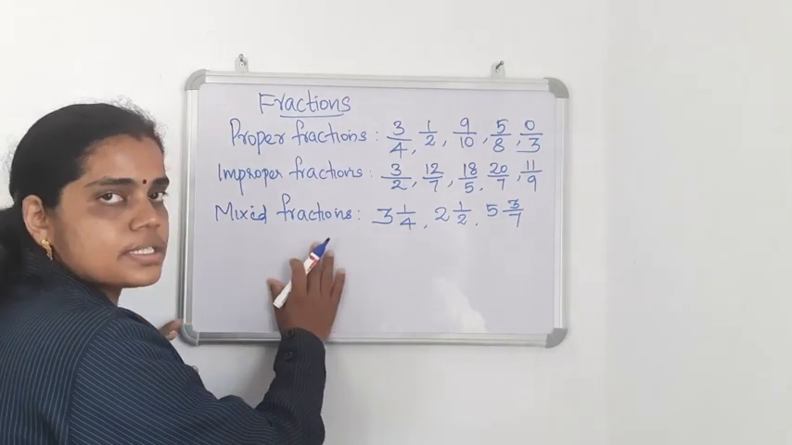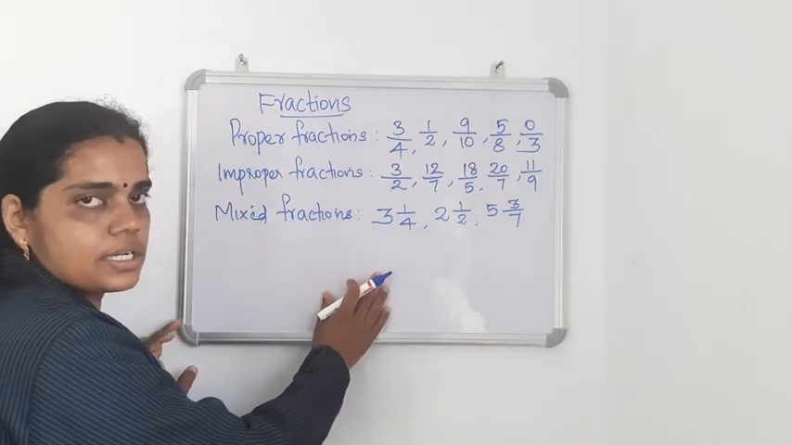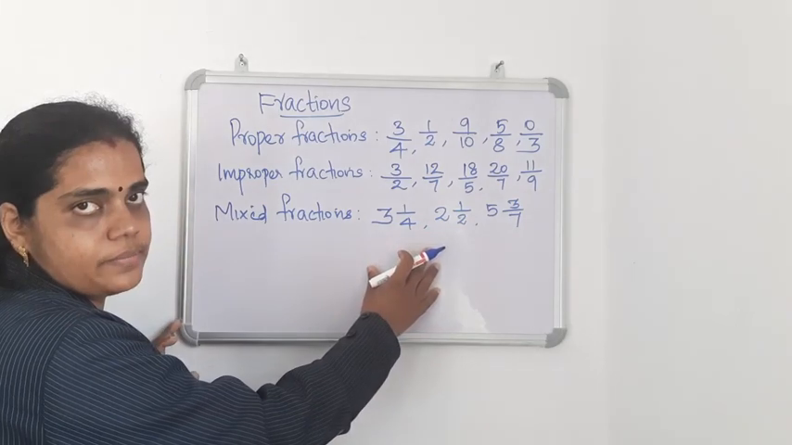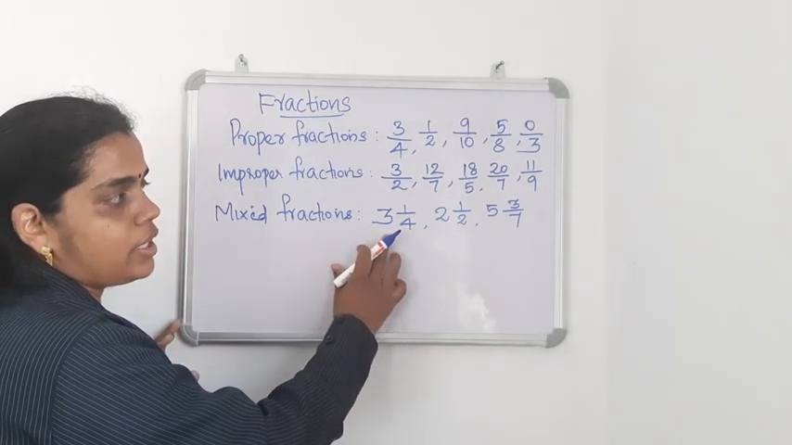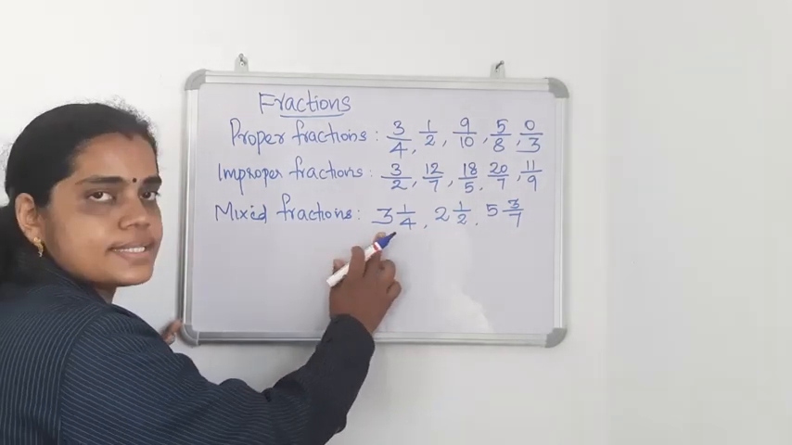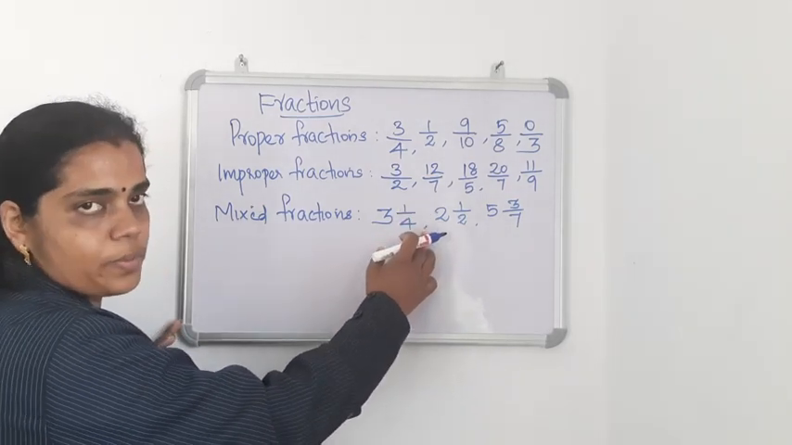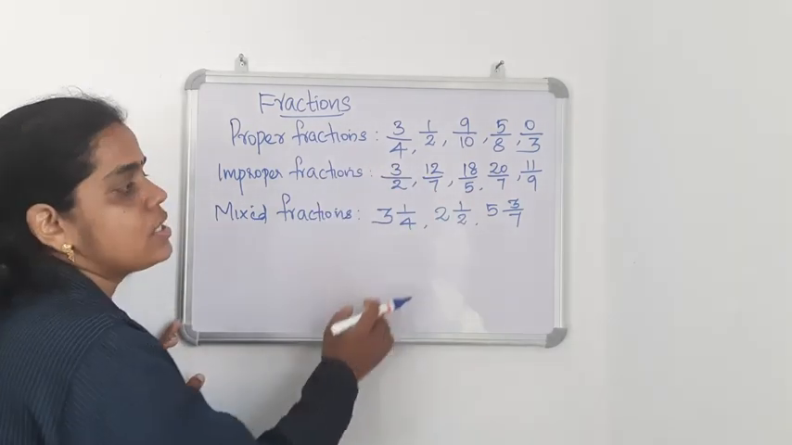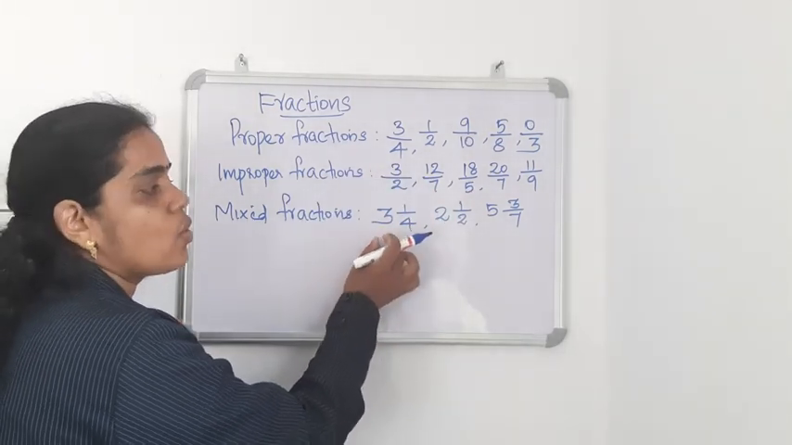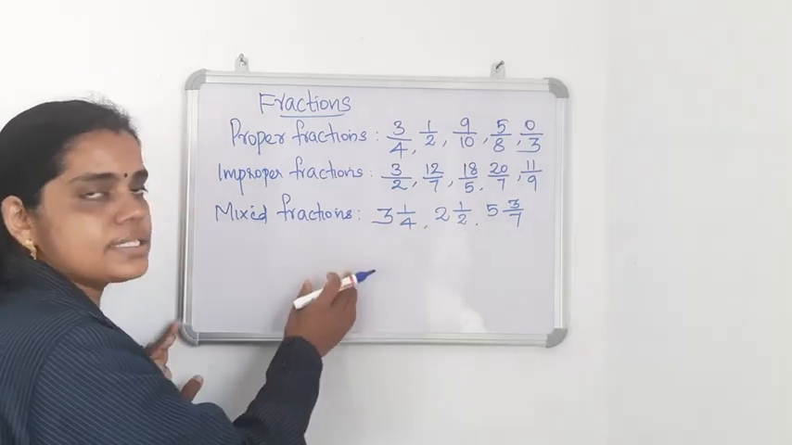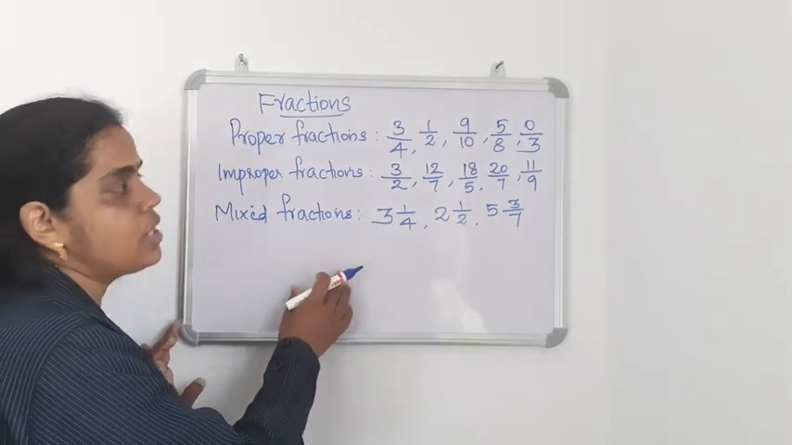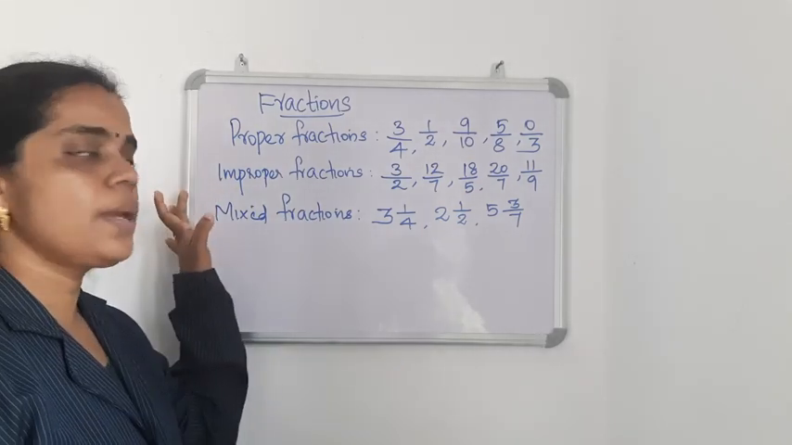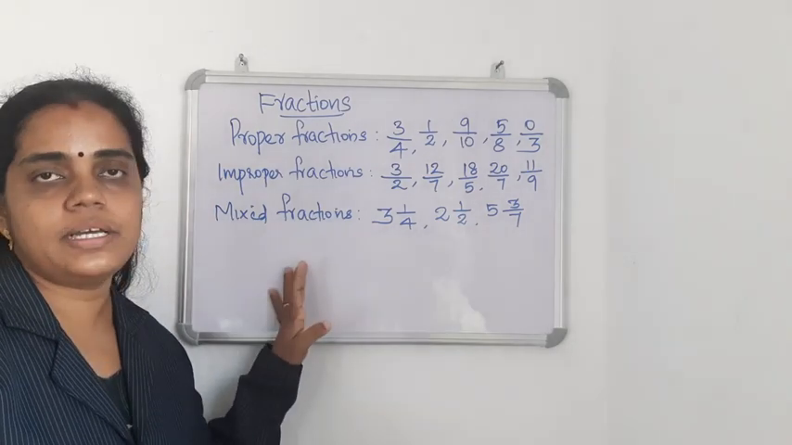And another one is mixed fraction. A mixed fraction is a combination of a whole number and a proper fraction. Whole number, you already learned what a whole number is. 3 is a whole number. 1 by 4 is a proper fraction. 2 is a whole number. 1 by 2 is a proper fraction. This way a combination of a whole number and a fraction is known as a mixed fraction. So these three types of fractions are very important: proper fraction, improper fraction and mixed fraction.